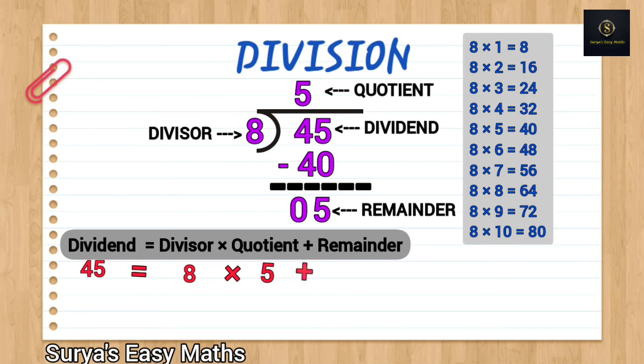So we write here 5. Now put the plus sign. Now what is the remainder? 5. So here we have written 5. Now let's solve this. 8 fives are 40 and plus 5 of remainder. So 40 plus 5 is equal to 45. And here the dividend is also 45. Both are equal. Both are the same. It means we have solved this problem correctly.